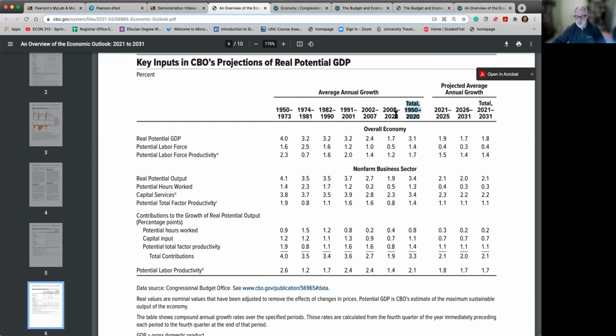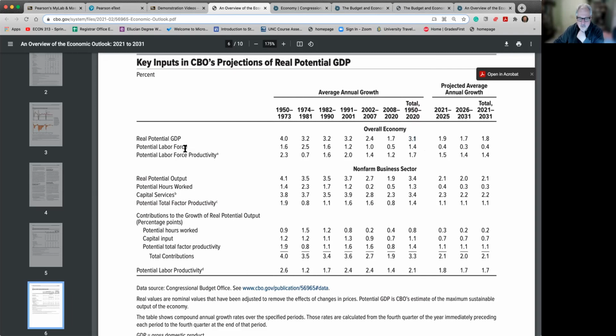So these are the components in terms of time. And here's the total average annual growth rate, right? So real potential GDP has grown at about 3.1% over the last 70 years. What's the expectation over the next 10, right? About 1.8%, right? Quite a bit less, right? So that's a big difference. That's a big difference, okay?